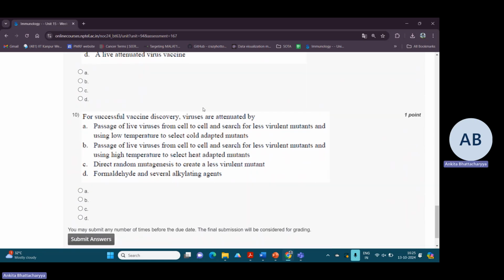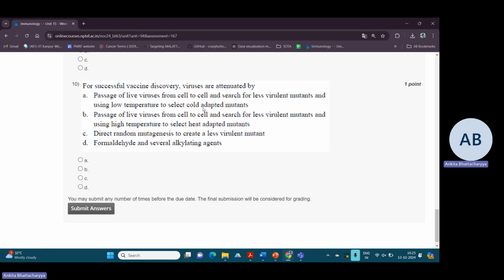And finally, the last question: for successful vaccine discovery, viruses are attenuated by which of the following? Passage of live viruses from cell to cell, searching for less virulent mutants, using low temperatures to select for cold adapted mutants; passage of live viruses from cell to cell, searching for less virulent mutants and using high temperature to select heat adapted mutants; direct random mutagenesis to create a less virulent mutant; formaldehyde, and several alkylating agents.